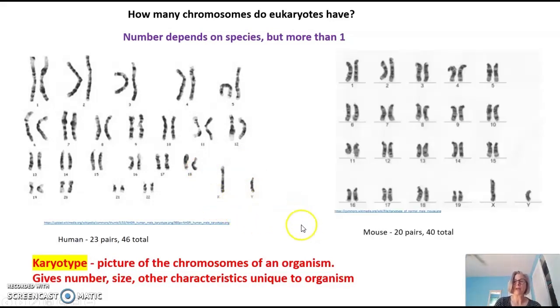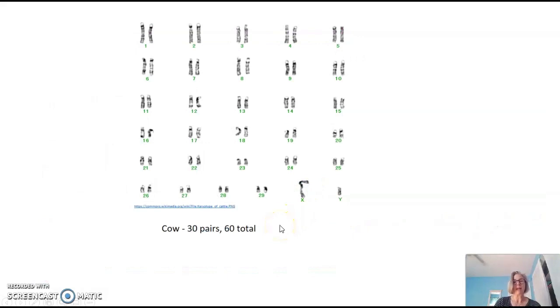If we look at a mouse karyotype, mice have 20 pairs of chromosomes, or 40 total. Again, I see for the last pair that there's an X and a Y, which tells me that this is a male mouse. Finally, here's the karyotype of a cow. Cows have 30 pairs of chromosomes for 60 total. Again, this appears to be a male cow.